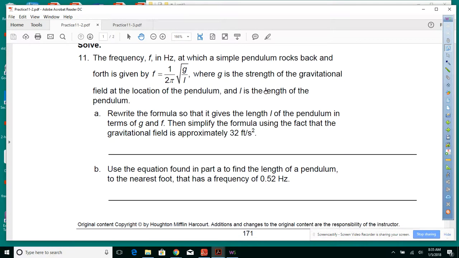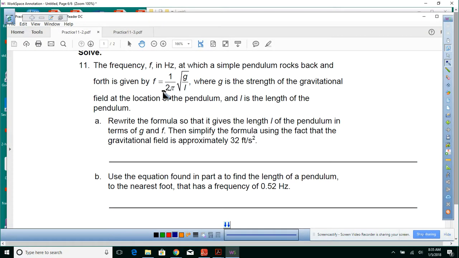Number 11, the frequency f in hertz at which a simple pendulum rocks back and forth is given by f equals 1 over 2 pi times the square root of g over L, where g is the strength of the gravitational field at the location of the pendulum, and L is the length of the pendulum. All right. Cool. Rewrite the formula so that it gives the length L of the pendulum in terms of g and f. Oh, I thought that was an I, that's an L.